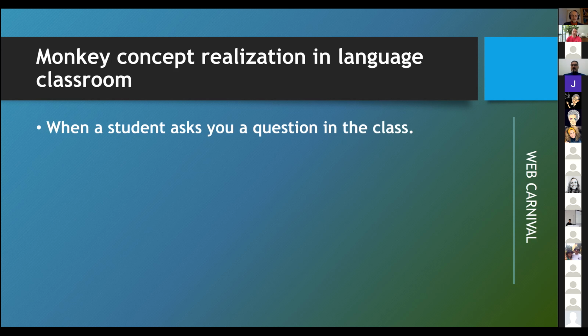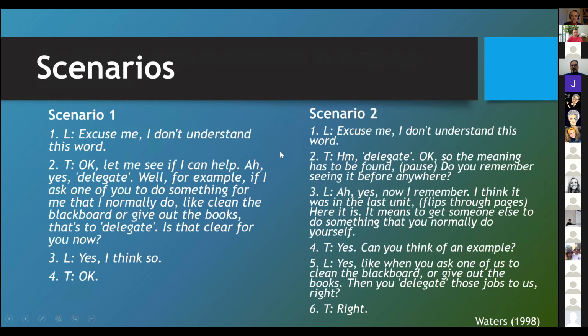You just propose it to other members of the classroom and you ask them to solve that problem. If they can, it is a blessing. If they cannot, then the next step should be done. So this is an example of the monkey concept in the ELT classroom and how we can manage these monkeys in our classroom. So this is it. Let's get to these two scenarios.